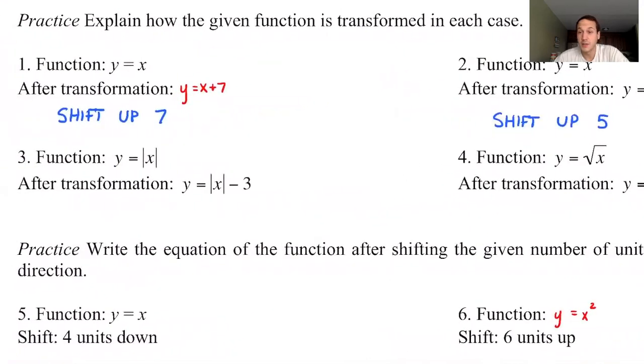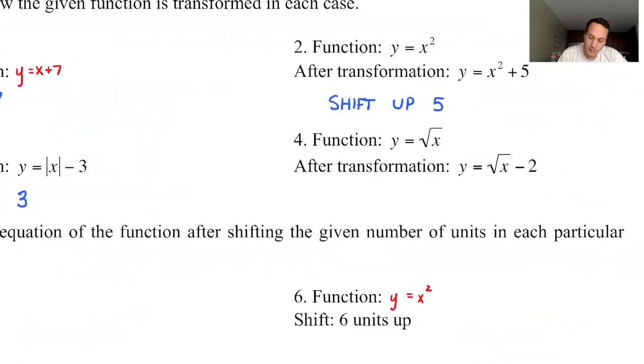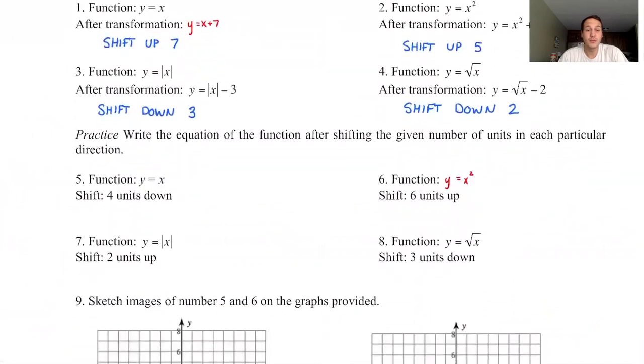Y equals absolute value of x. Y equals absolute value of x minus 3. I took the absolute value of x and I shifted it. Because of the minus, this time it's down. And it's down 3. Same thing over here. Here's a minus sign, so this is a shift of down 2.